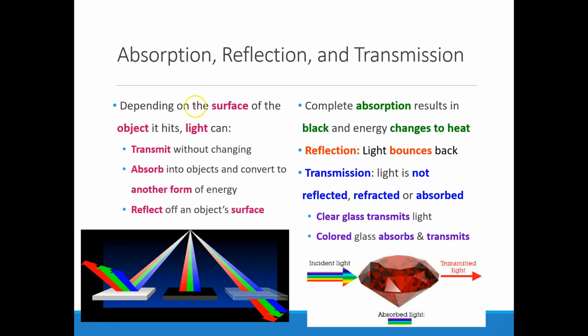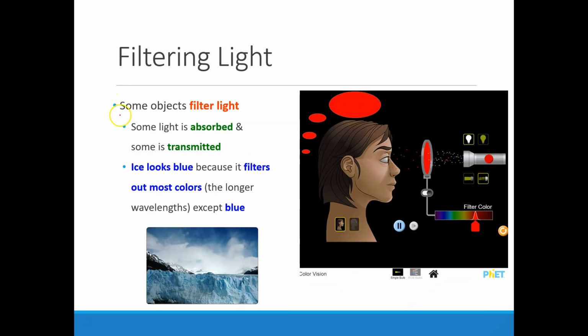So taking a look at this, again, remember that when light hits objects, it can do different things, right? Transmission means it goes through without changing. Absorption means it gets absorbed, turned into heat. Reflection means it bounces off. Now here's the thing. When we have an object that can transmit a color, the color that gets through is actually the color that you see. And this is what is called filtering. So some objects filter light, like gems, because some light gets absorbed, but the other light gets transmitted.